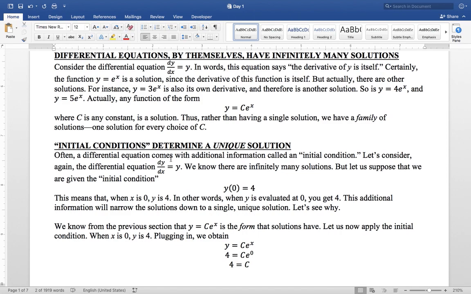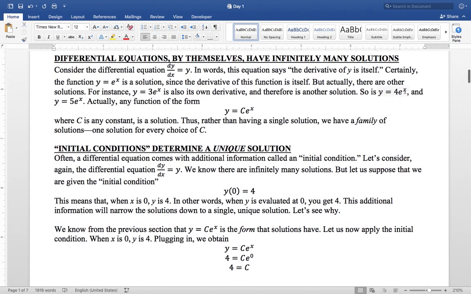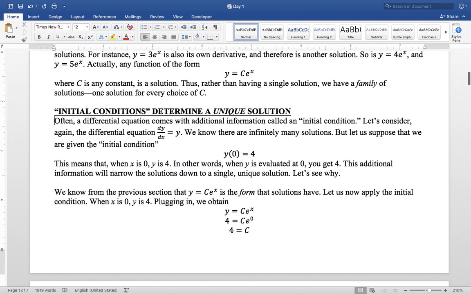So let's go through this. Often a differential equation comes with additional information called an initial condition. Let's consider again the differential equation dy/dx equals y. We know there are infinitely many solutions. We just saw a bunch of them up here, right? 4e to the x, 5e to the x. But let us suppose that we are given the initial condition y of 0 equals 4. That means that when x is 0, y is 4. In other words, when y is evaluated at 0, you get 4. This additional information will narrow the solutions down to a single unique solution.